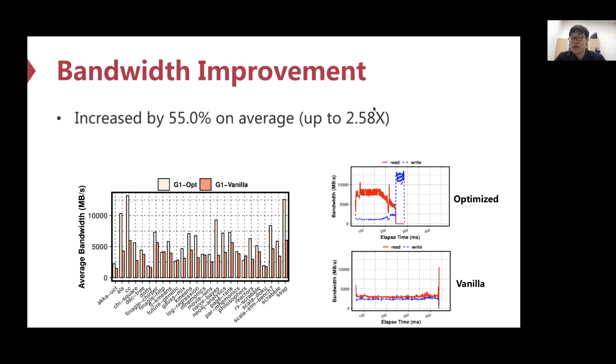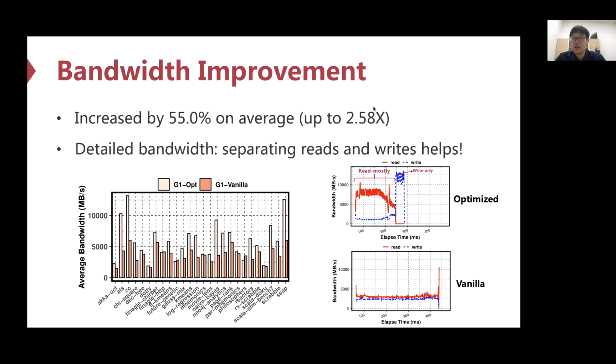We also show an example, the Spark PageRank, to show how bandwidth changes during GC. For the vanilla case, there is only one phase and the bandwidth is not satisfying. And for our optimized version, we can clearly see that there are two phases, the read mostly phase and the write only phase. And the bandwidth in both phases can be improved. So the result shows that separating reads and writes helps.